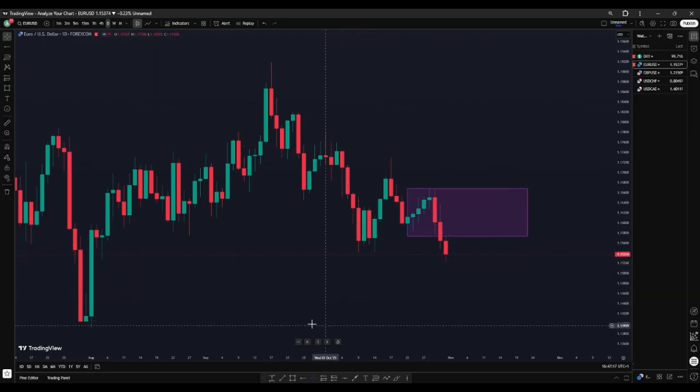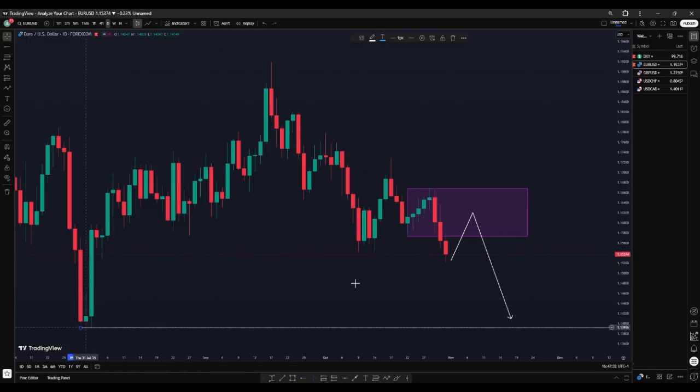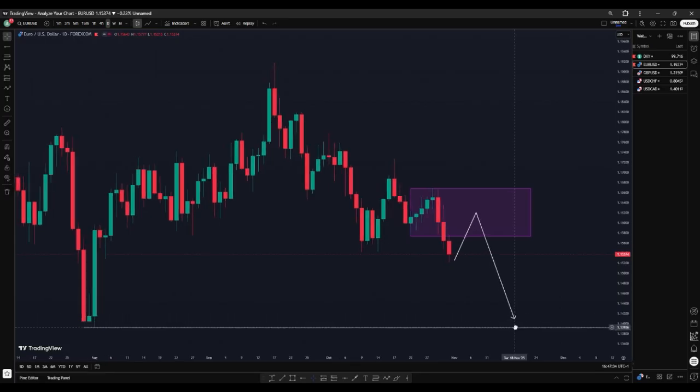So if this is my trade, let me get my line to here. What I'll be looking for is something like this. Likewise, the dollar index. So if this is my trade, what will be my target for this trade? My target for this trade is simply going to be this old low here. So this is going to be my target for this coming trade. So that is what I'm going to be looking for.